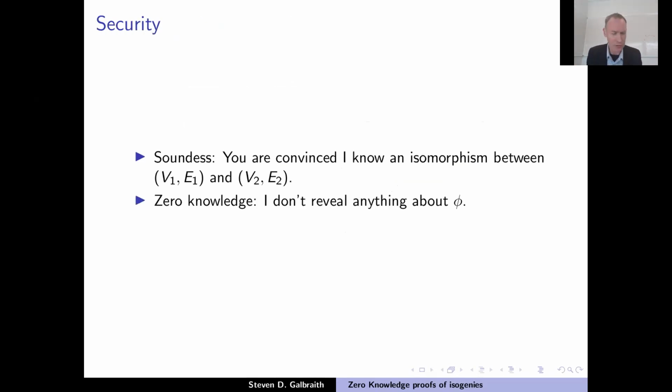So these are the two security properties we're focused on. Soundness, which is that you're convinced I do know an isomorphism between these graphs, and that's security from the verifier's point of view. The verifier wants to know that they're not being tricked, that they really are being convinced of something. So that's soundness. And then zero knowledge is security from the prover's point of view. Zero knowledge means that it's not leaking information about this secret isomorphism.